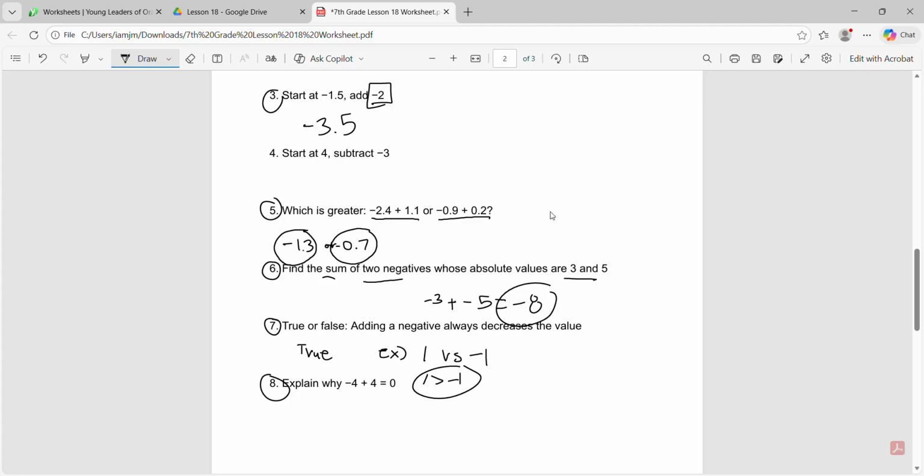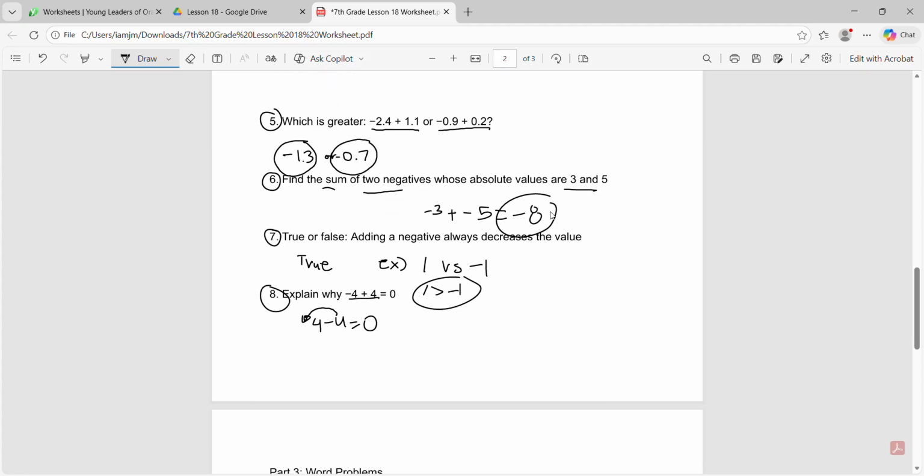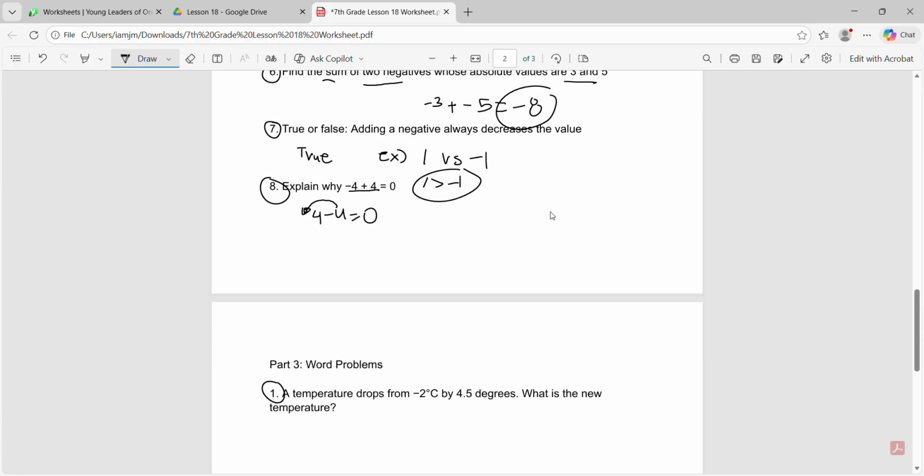Explain why -4 plus 4 equals 0. This expression is the same as 4 minus 4 equals 0. It's just that the number came up here in the front: a -4 plus a +4. 4 minus 4 is 0. If you sum up opposite numbers, you get 0.